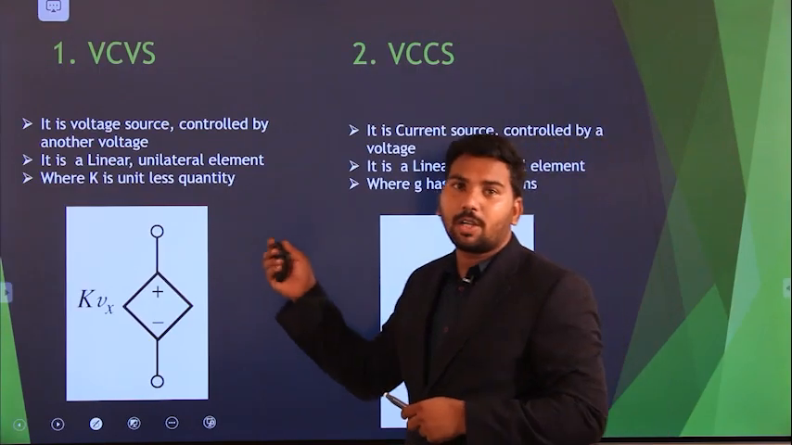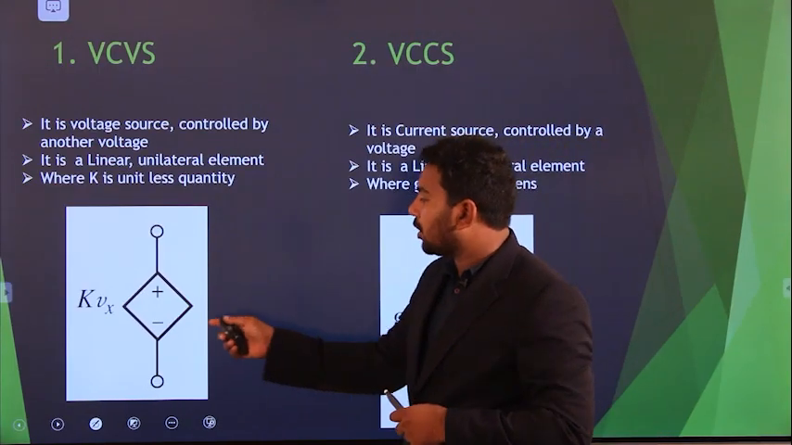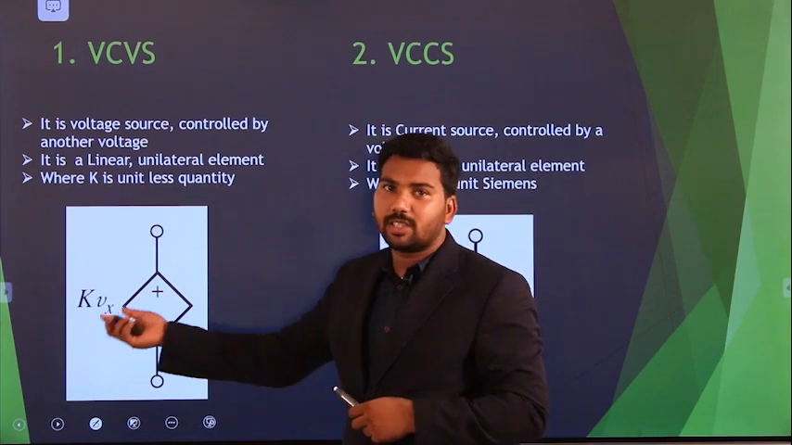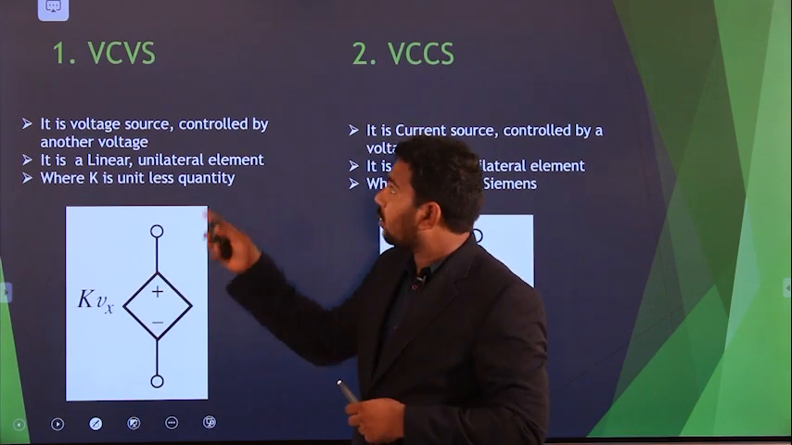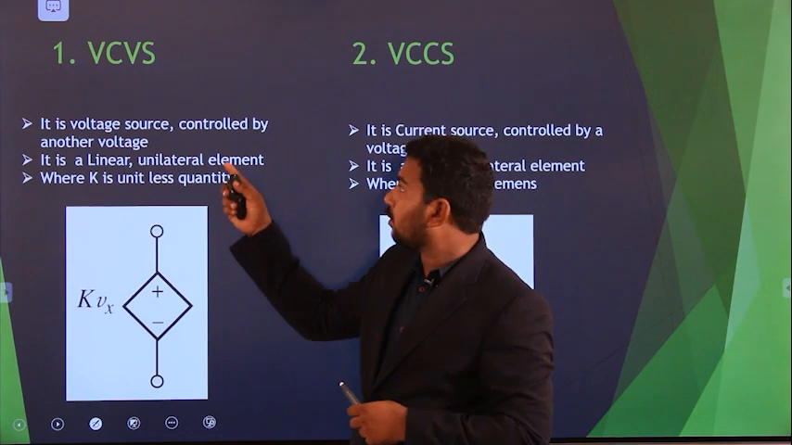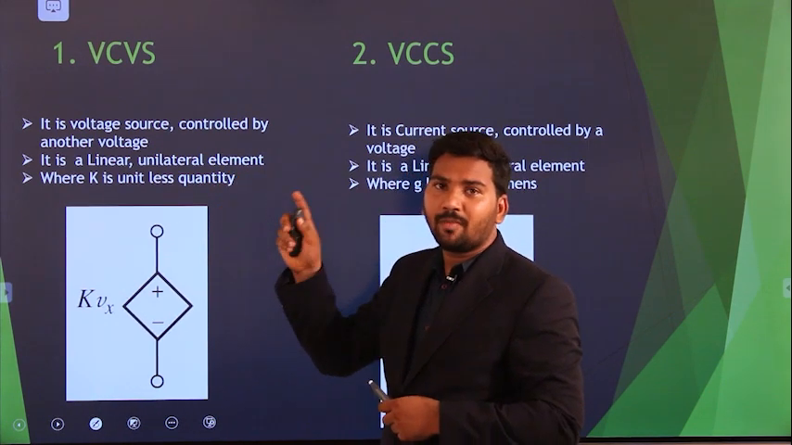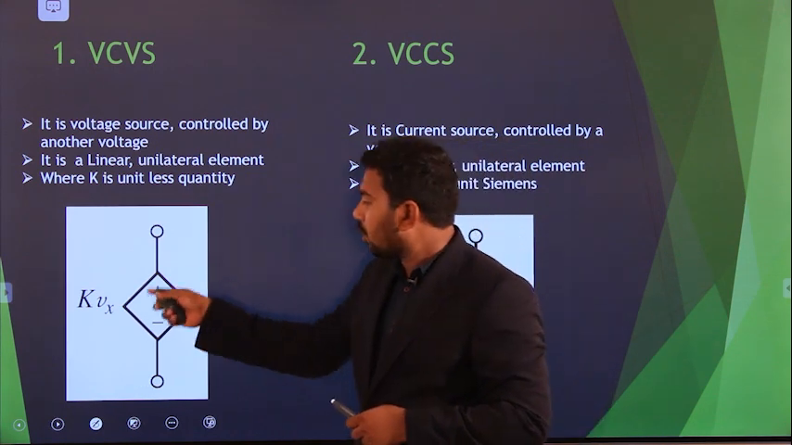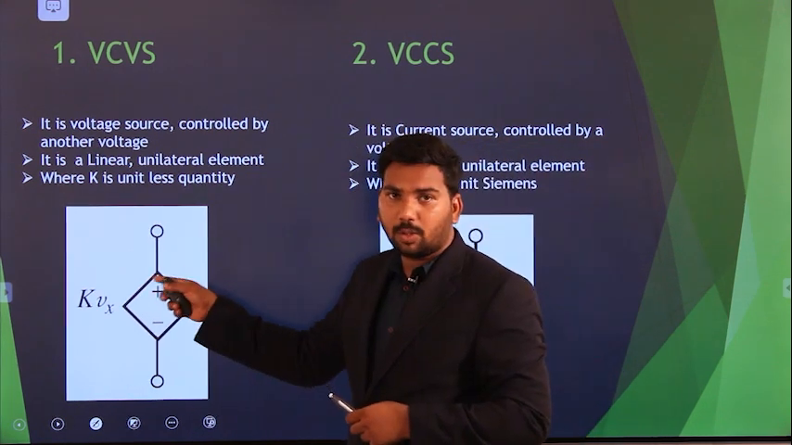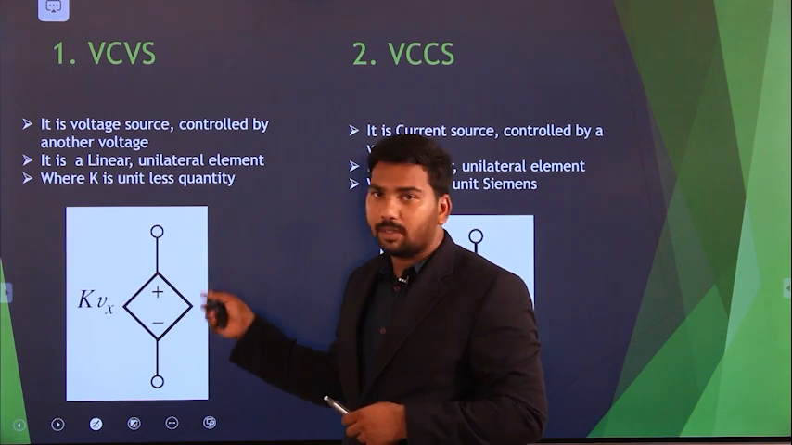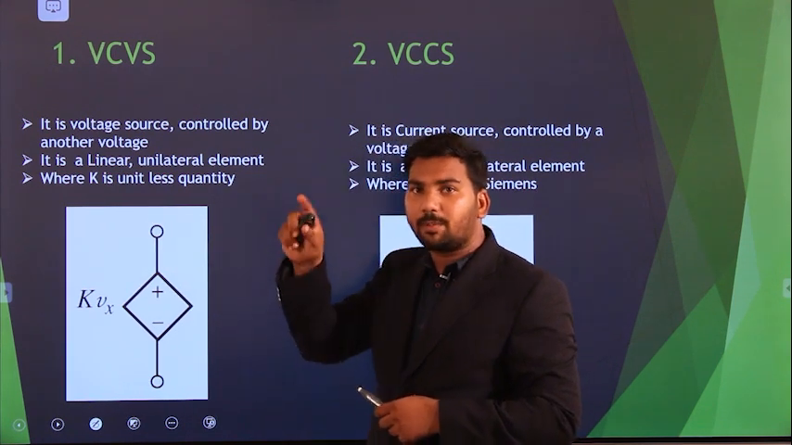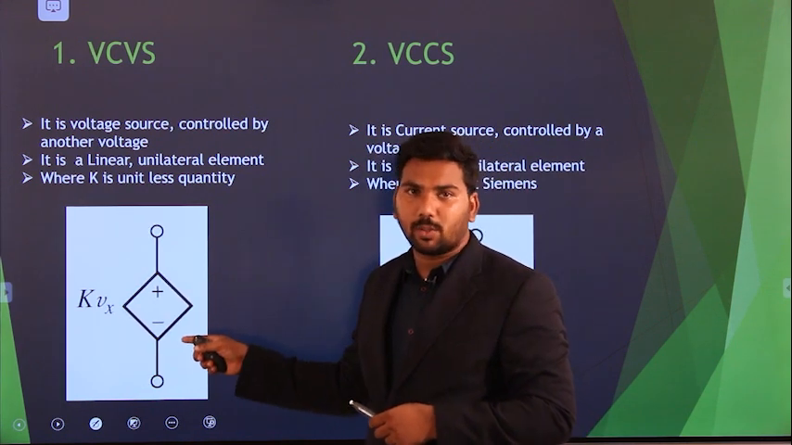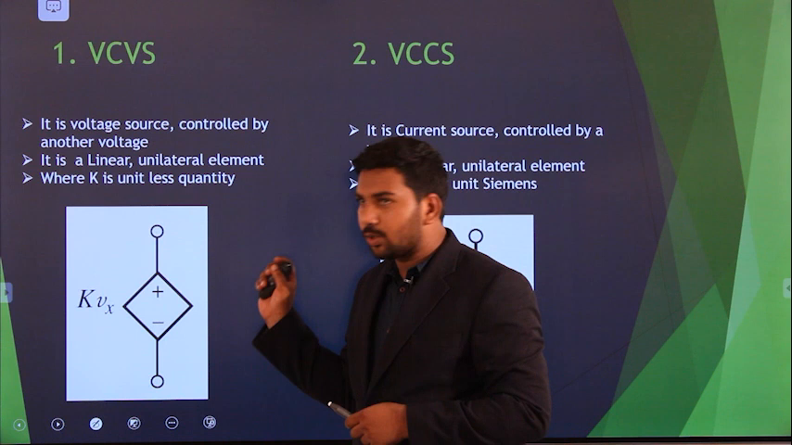Okay, first one, voltage controlled voltage source. So this is the symbol. First of all, you should understand what is the symbol, what is the value. Now, what is the source? Voltage source. VCVS means voltage controlled voltage source. First of all, this is the voltage source. So dependent source, right? So write down this diamond shape symbol. Then mark plus and minus. So if you see plus and minus, you can identify this is a voltage source. Understand? This is a voltage source.